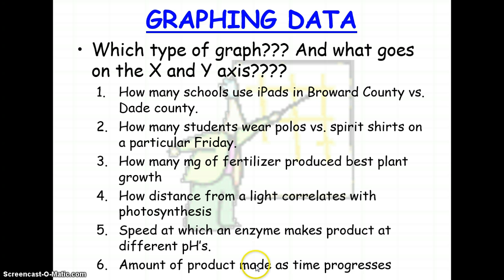And then the amount of product made over a period of time. Typically, if we're looking at something happening over a period of time, it's usually time on our X, and amount of product, what we're measuring, on our Y. So make sure you know which variable goes on the X versus the Y.